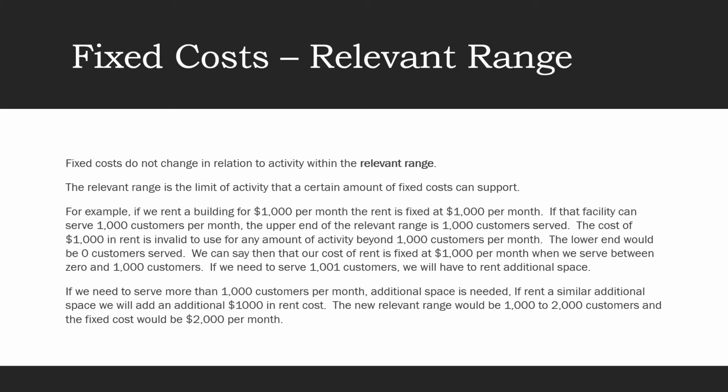So when we look at rent cost of $1,000, all of our cost assumptions that we make about that cost are only relevant if we are serving between 0 and 1,000 customers. That's what our capacity is. If we were to lease an additional facility and double our capacity, our rent would double. So our fixed cost would increase from $1,000 to $2,000, and the relevant range now would be between 1,000 and 2,000 customers served. So we can only make use of fixed cost data as long as the output that we are considering is within the relevant range.